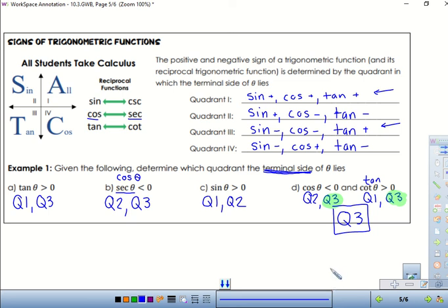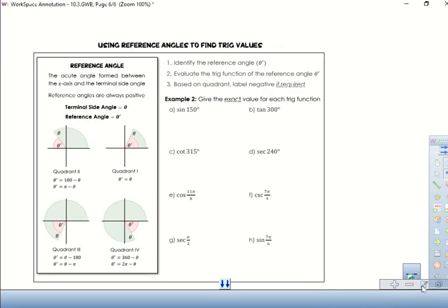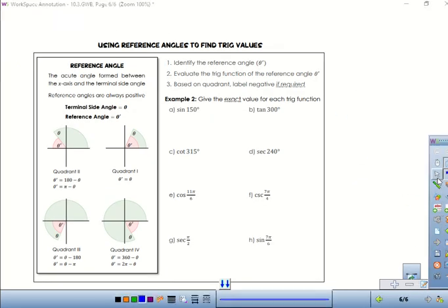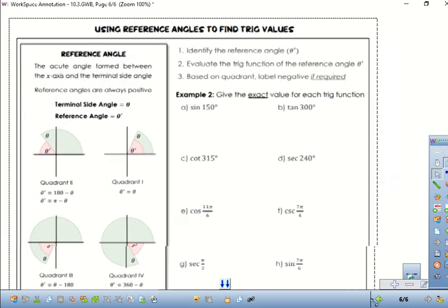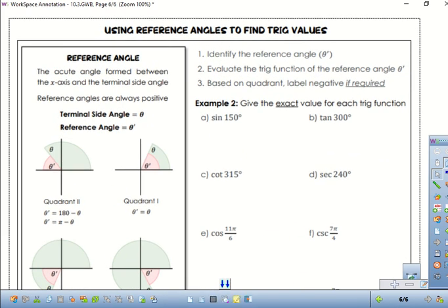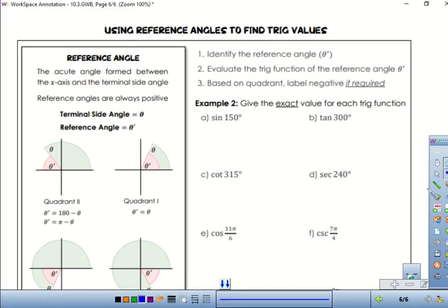All right. So now we're going to be moving into reference angles. So using reference angles to find trig functions. First thing you have to do is identify the reference angle. So you have to identify what quadrant it falls in. That will determine the sign and the rule that you use. Then you use that exact value chart that I showed you from 10.1. I'll talk you through all the steps, don't worry.